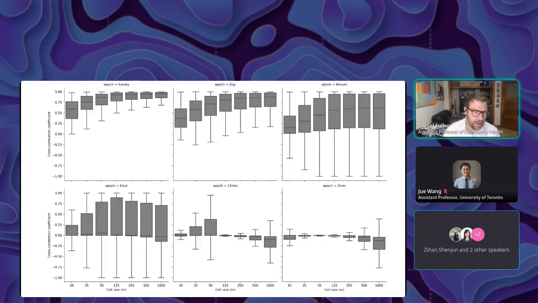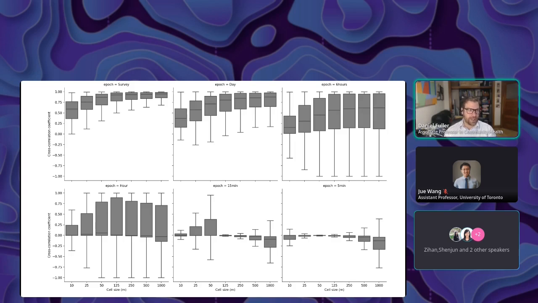So what you can see here on the x-axis is the cell size, from 10 meters on the left of the x-axis all the way to 1,000 meters on the right of the x-axis. And then you have the epochs, which are labeled on the top of the figure. So on the top left, you have the survey, and on the bottom right, you have a 5-minute epoch. And then on the y-axis, you have the correlation coefficient, ranging from -1 to 1, obviously.